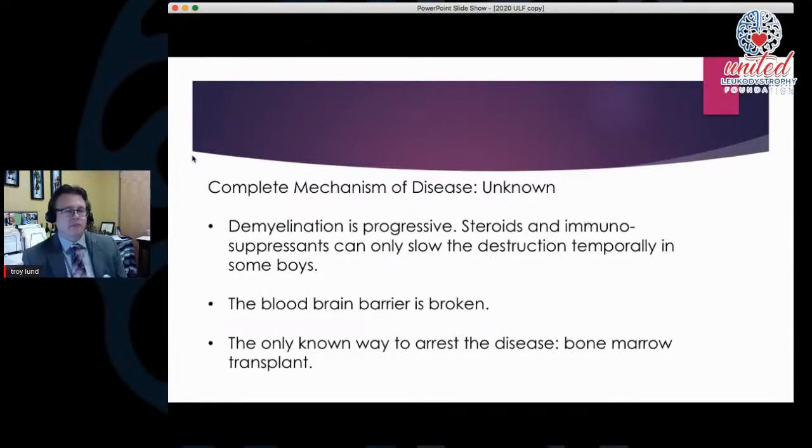We do know the blood-brain barrier is broken, as evidenced by that nice ring of gadolinium enhancement. And then thus far, today, the only way we know to arrest this disease is through a bone marrow transplant, which exists in 2 forms. There's the classic, somebody has donated their marrow, brother or sister, or an unrelated person. But then there's also gene therapy, which is in fact also a bone marrow transplant. So Florian will be talking more about the gene therapy. I'll focus more on the allo transplant.